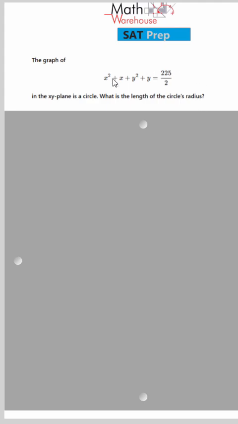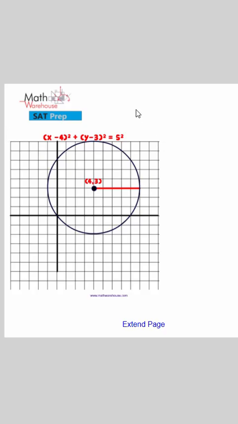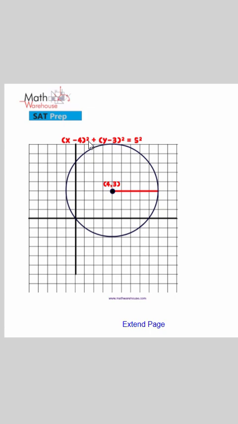Before we try to answer this, I just want to remind you that we've been exploring circles with the standard form equation, which is what you can see up on the top here, where it's x minus something squared plus y minus something squared equals 5, the radius, squared, 5 squared. In this case, it's x minus 4 squared plus y minus 3 squared equals 5 squared, right? That means the center is 4, 3, and the radius is 5. We've done this in a bunch of the prior videos.